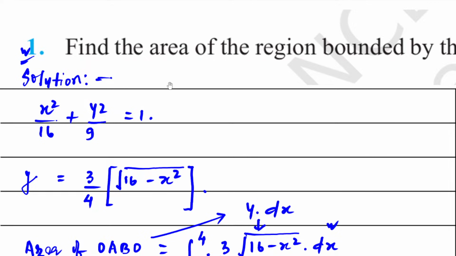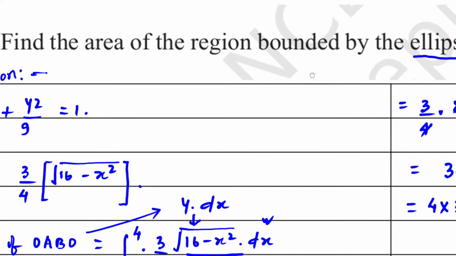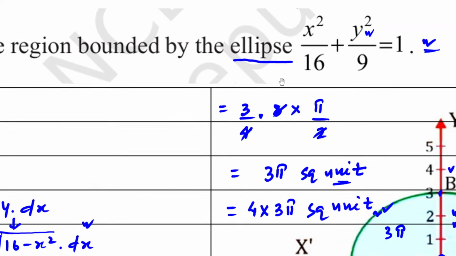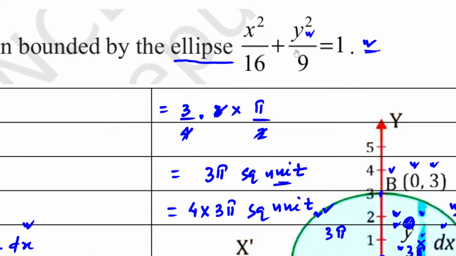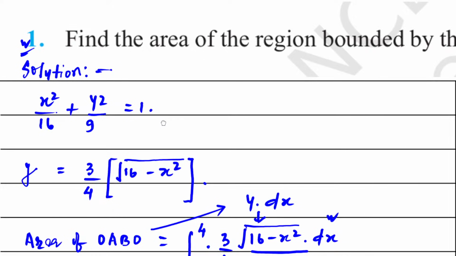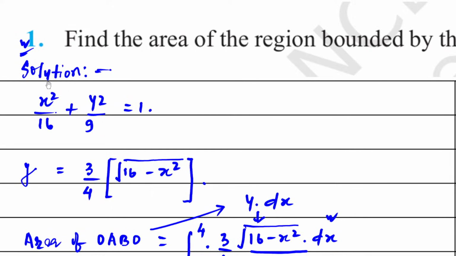This is the question. Find the area of the region bounded by the ellipse x square by 16 plus y square by 9 equal to 1. So let's see here. I recall the equation of the ellipse and we find out y equal to 3 by 4 root of 16 minus x square.